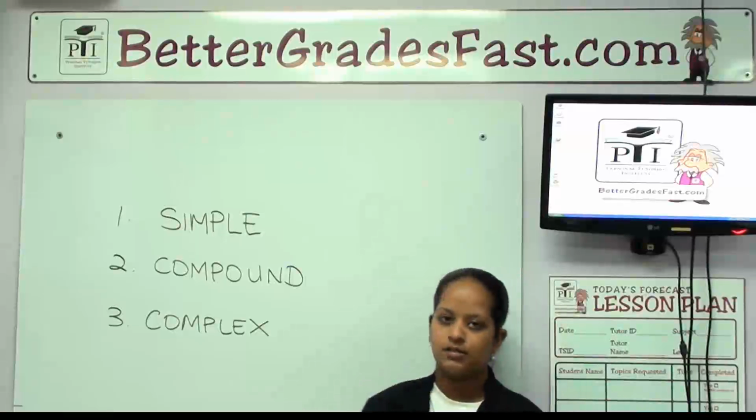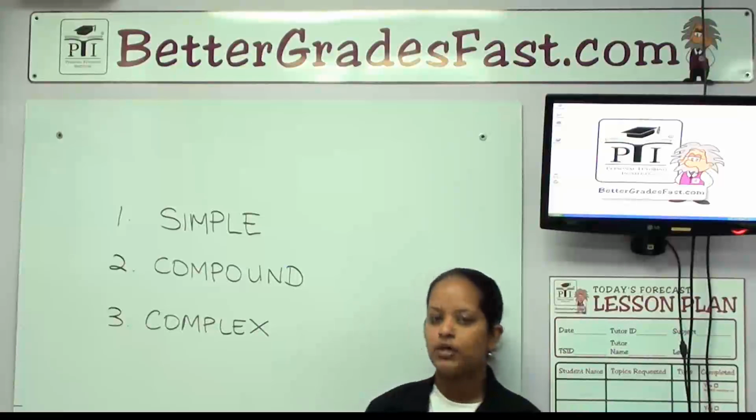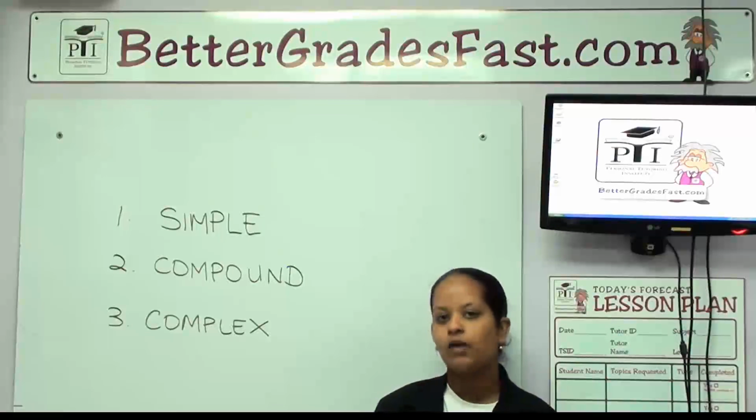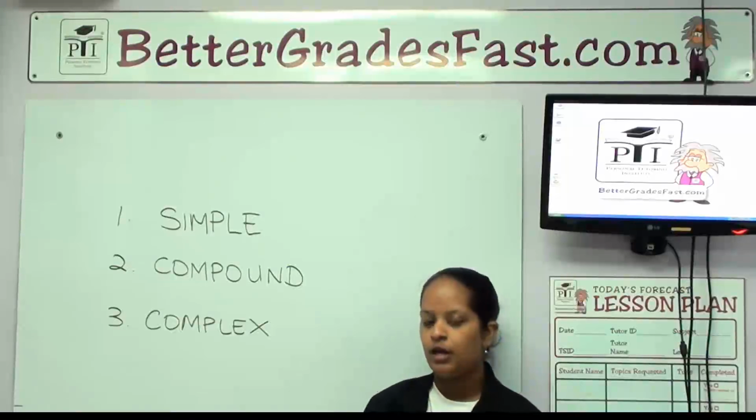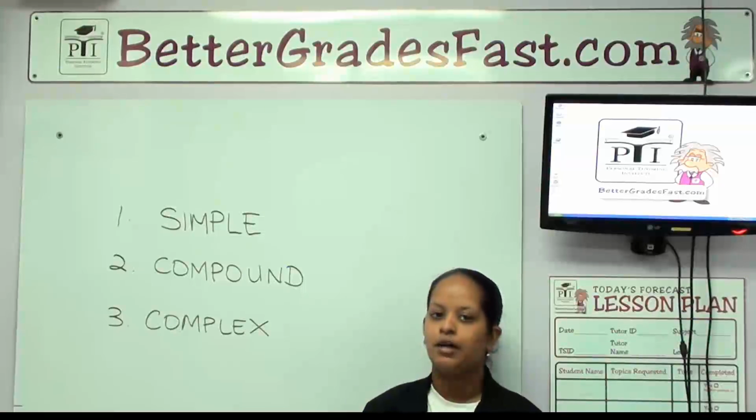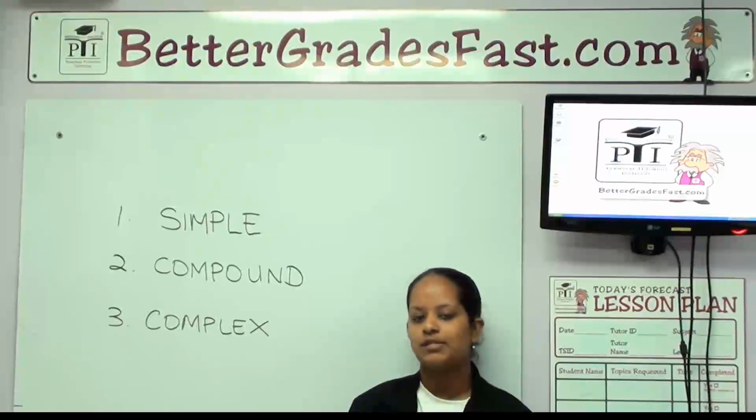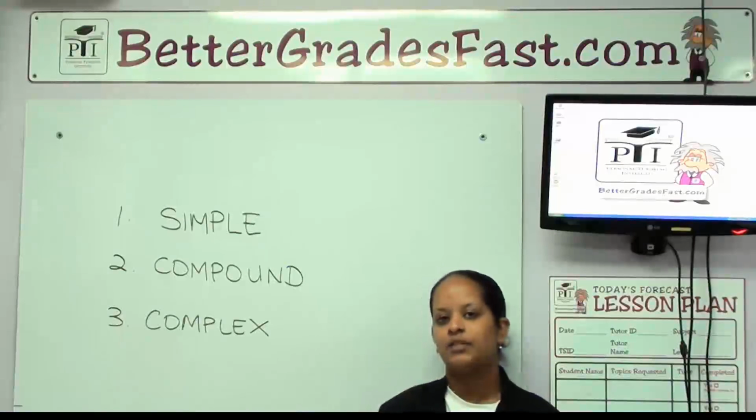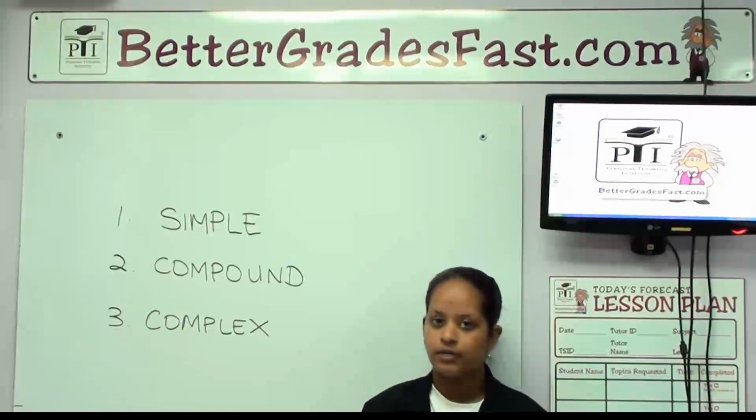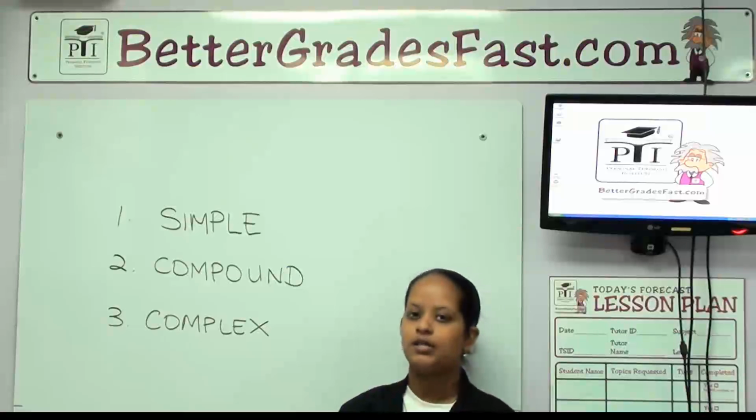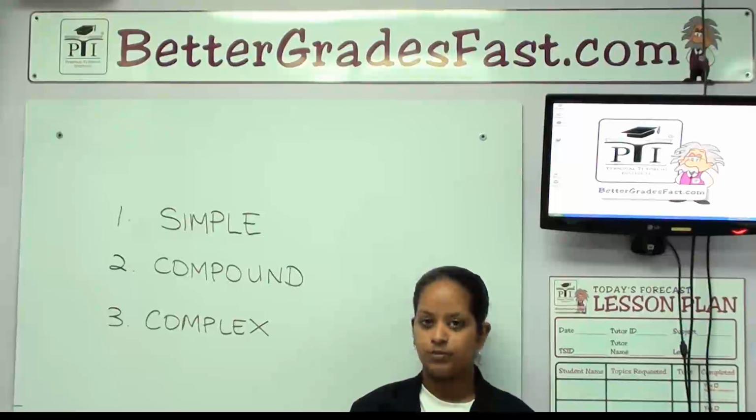Simple sentences are those which have only one subject and one verb. Therefore, they tend to be a bit shorter in length. Some examples for simple sentences are: He is a tall boy. He being the only subject, is being the only verb.